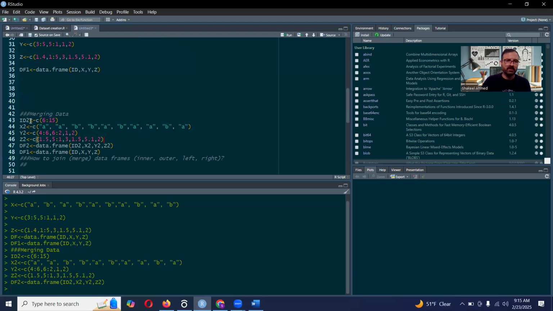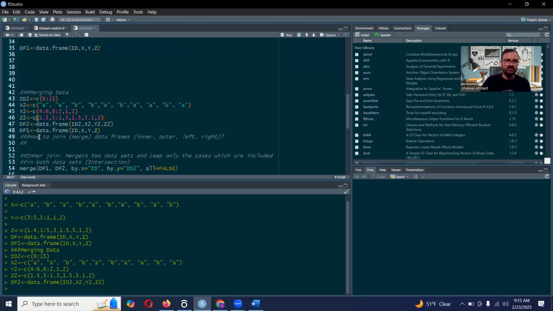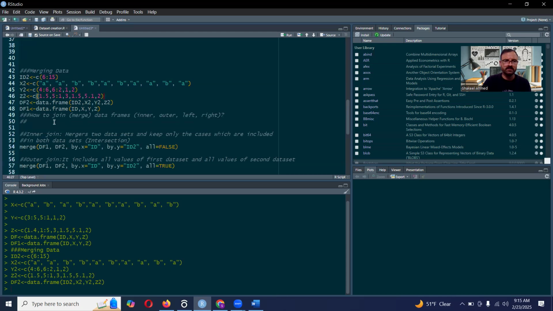So now we can use the join commands. We have first inner join that merges two data sets and keeps only the cases which are included in both data sets. That is the intersection of the two data sets. So let's see what we will get.